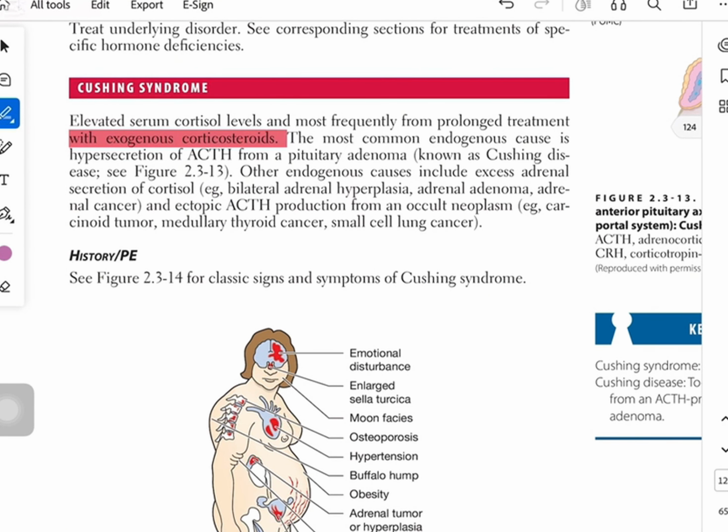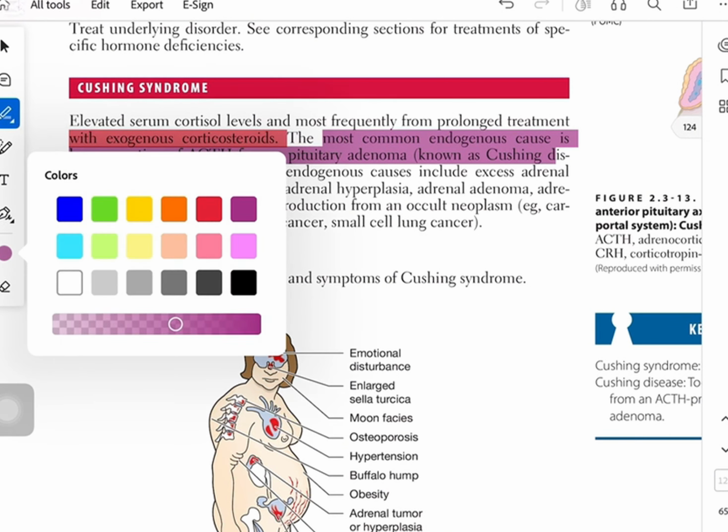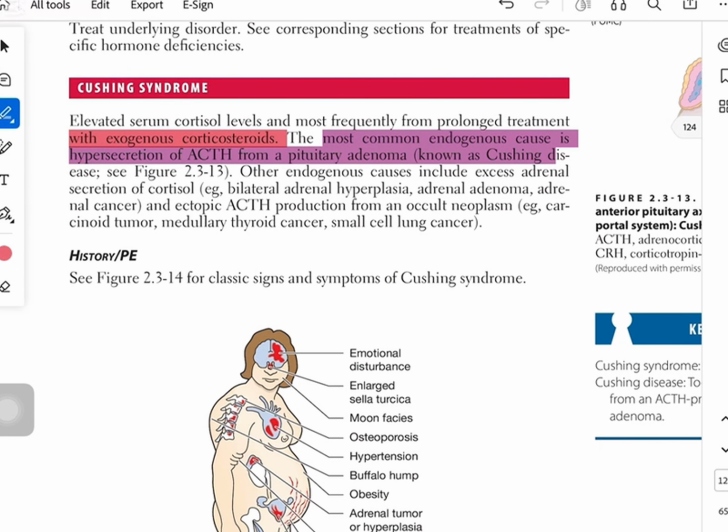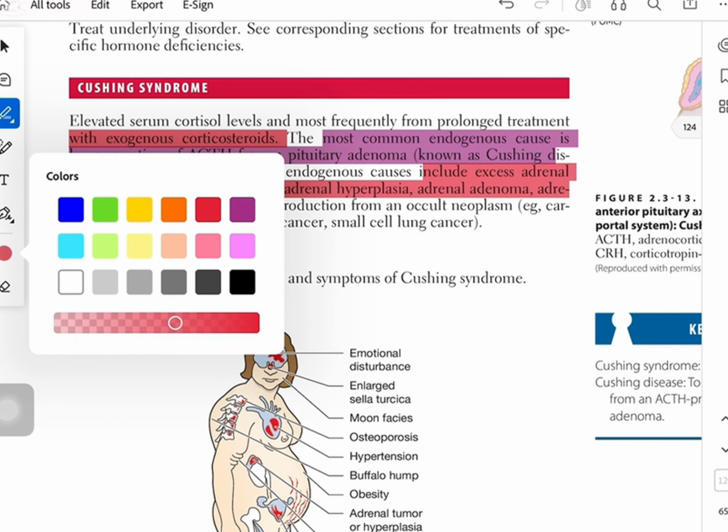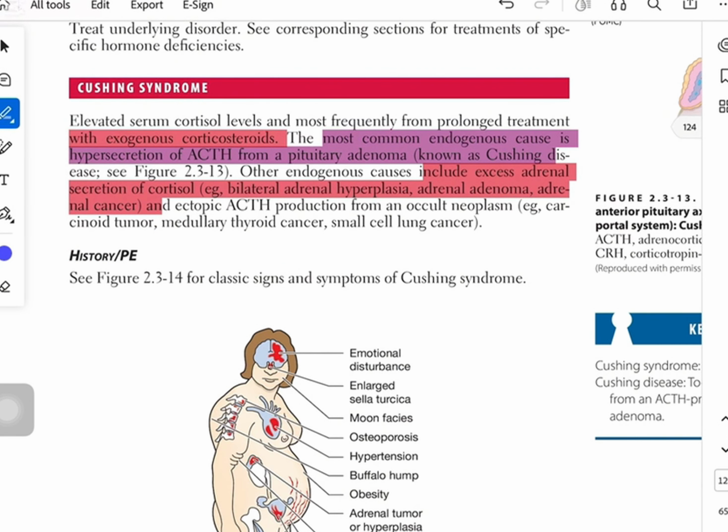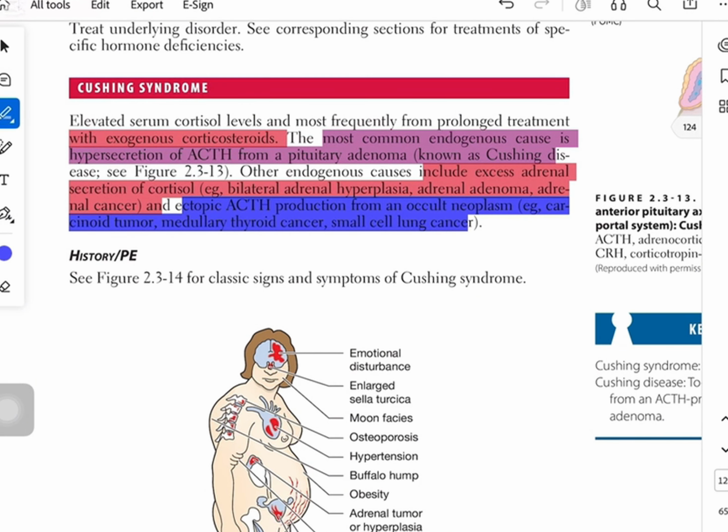The most common endogenous cause, what is Cushing disease? It means the production of ACTH from your pituitary gland. So the most common endogenous cause is hypersecretion of ACTH from a pituitary adenoma, and this is Cushing disease. Other than that, we have discussed that the other causes are excess adrenal gland activity, maybe adrenal hyperplasia, adrenal adenoma or carcinoma, or ectopic production, which we call paraneoplastic syndrome. Ectopic may be from tumors such as medullary thyroid carcinoma and small cell lung carcinoma. I think I have discussed each and everything in full detail.